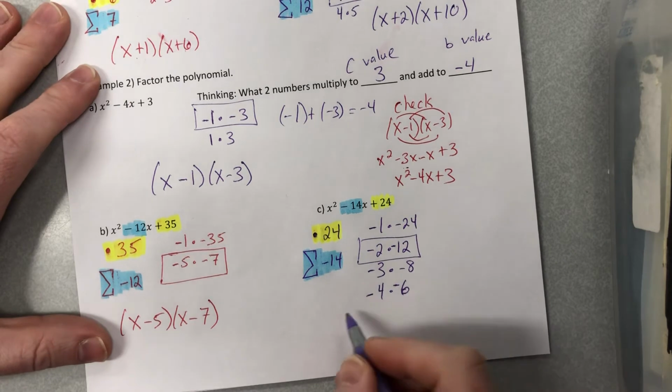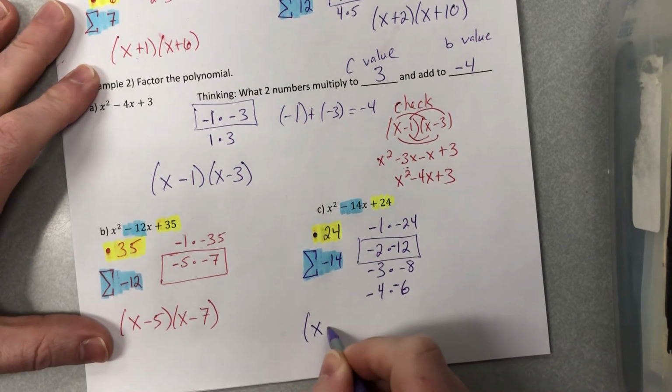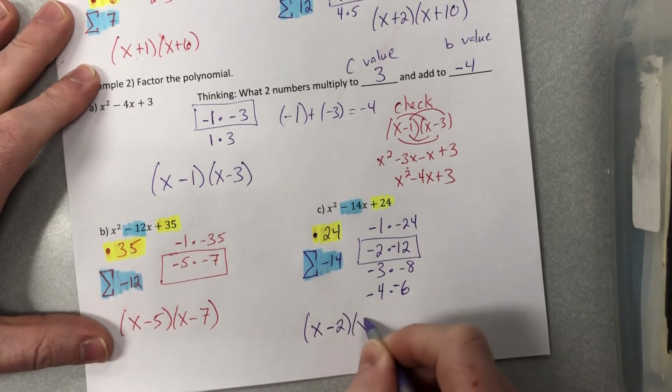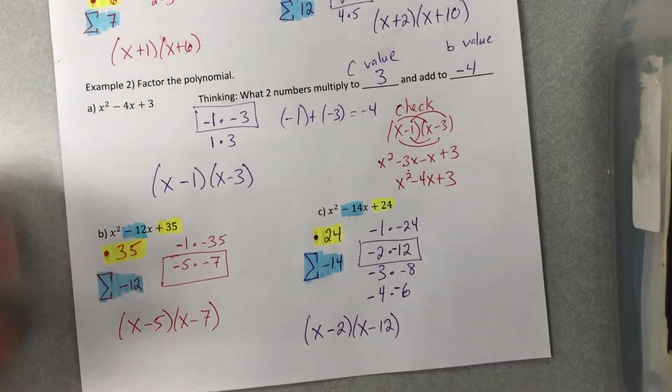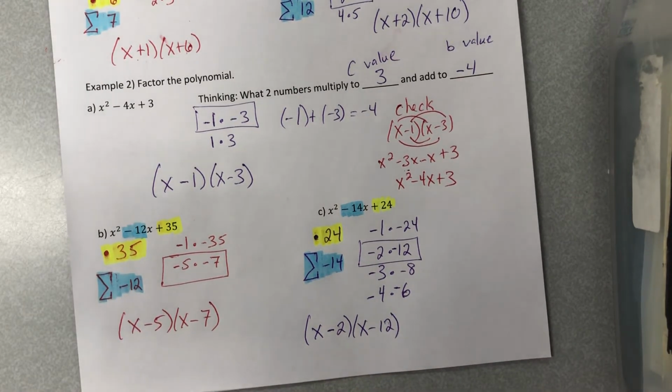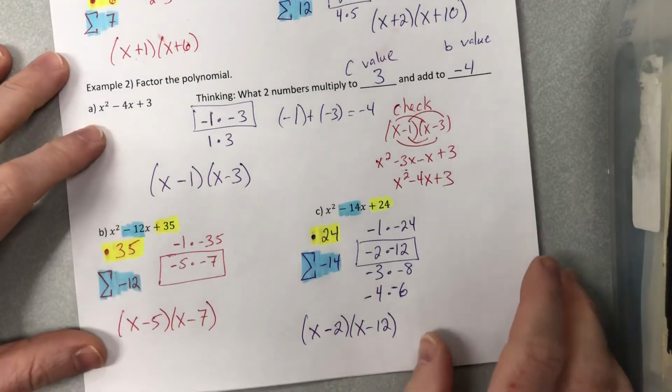It would be negative 2 and negative 12. So we'd have x minus 2 times x minus 12, and that would be how we factor that one. All right, one more example here.